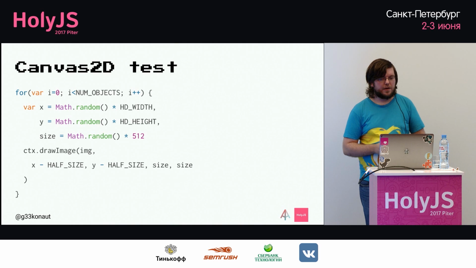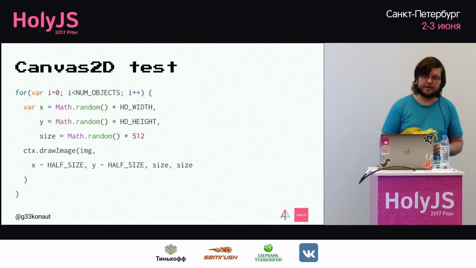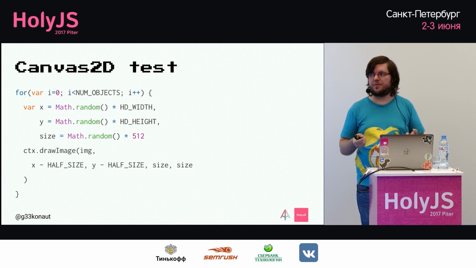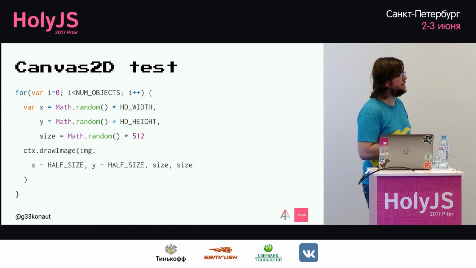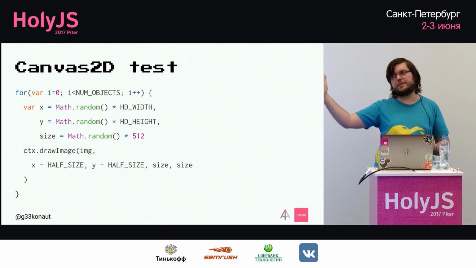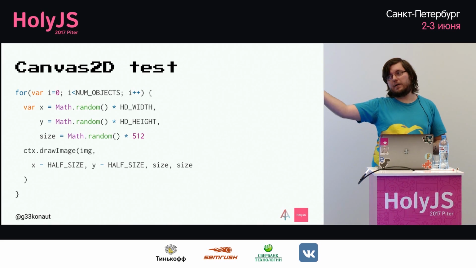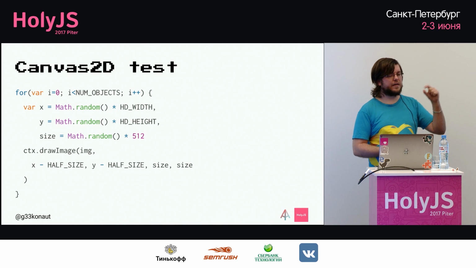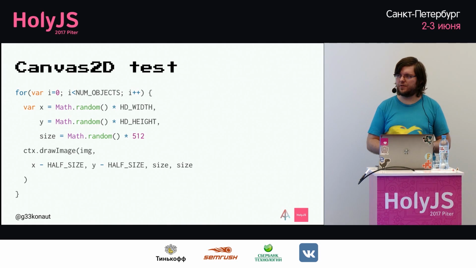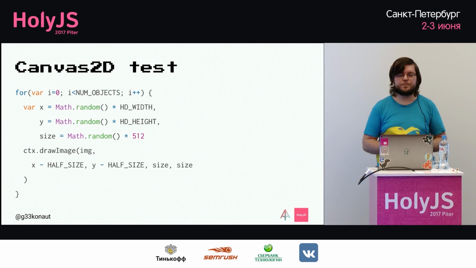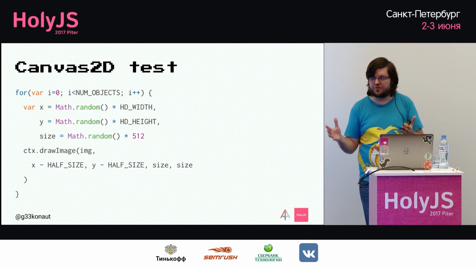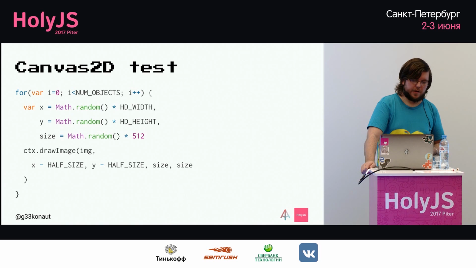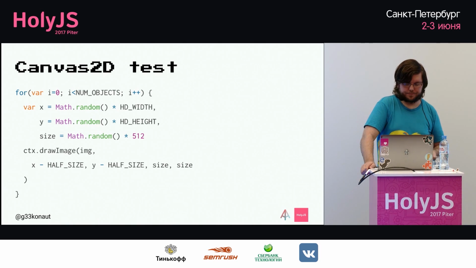Let's have a look. So I wrote a little test case. Imagine that we have a canvas that is the full size of an HD frame. So it's the full screen basically on 1080p: 1920 pixels wide, 1080 pixels high. Then we position a bunch of objects at a random position, give them a random size, and draw an image multiple times at these random positions and random sizes. So that shouldn't be too complicated.